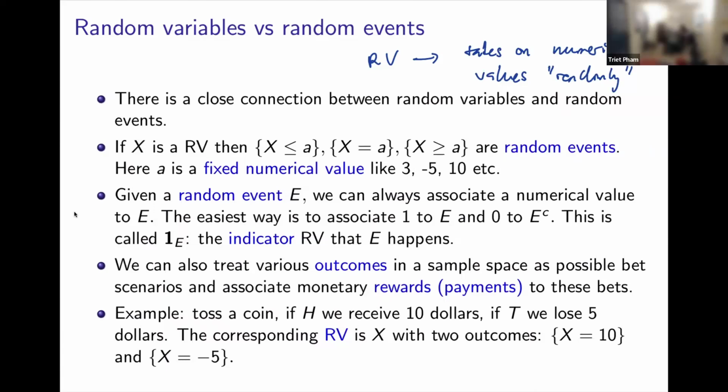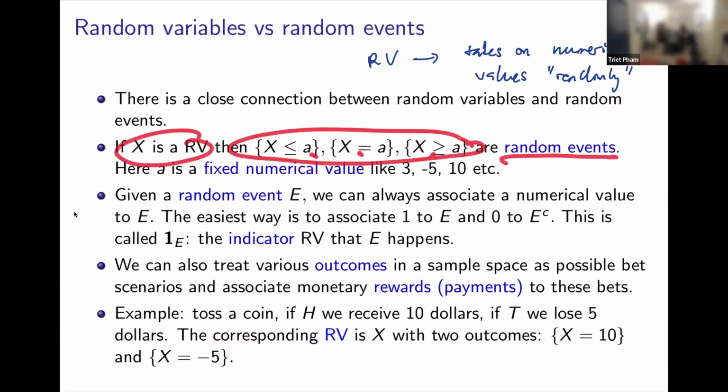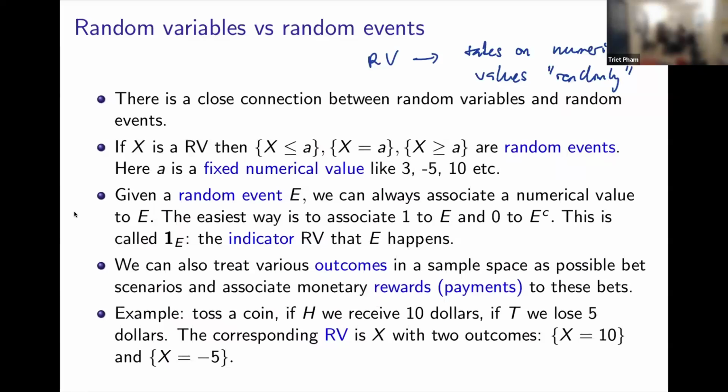So if there's something that takes on numerical values randomly, then if you look at the event that the values lie in a certain range, they are random events. Basically, from a random variable, you can turn it into a random event by looking at the event that the random variable takes on a certain range of values. Conversely, if you have a random event, you can always associate a numerical value to it.